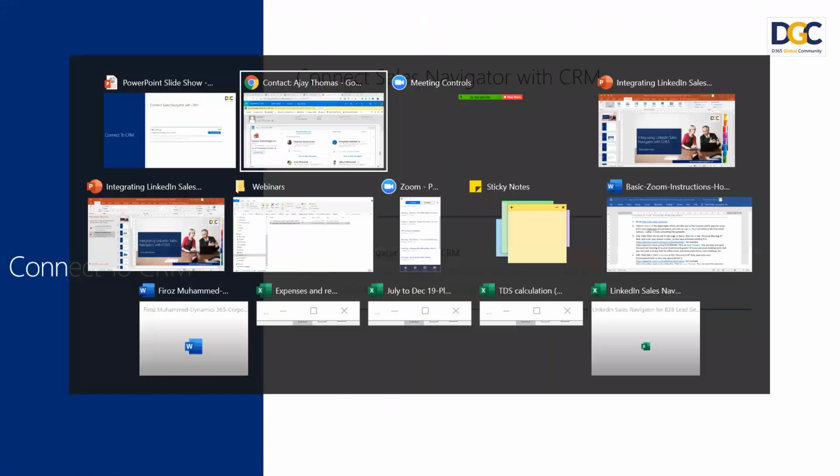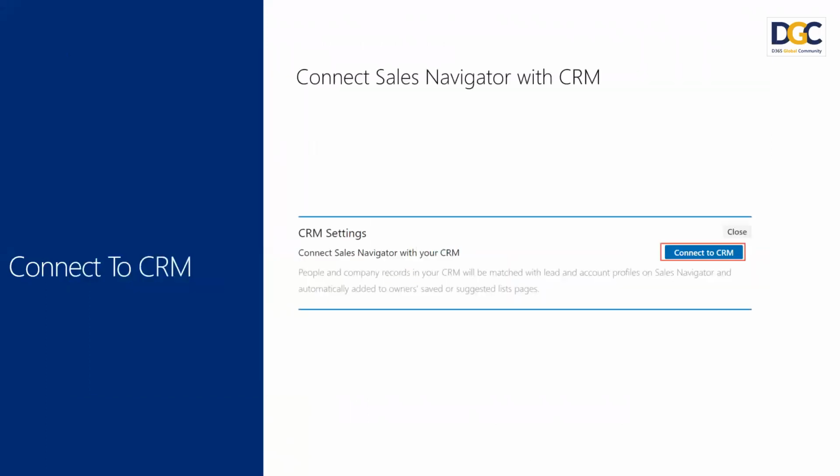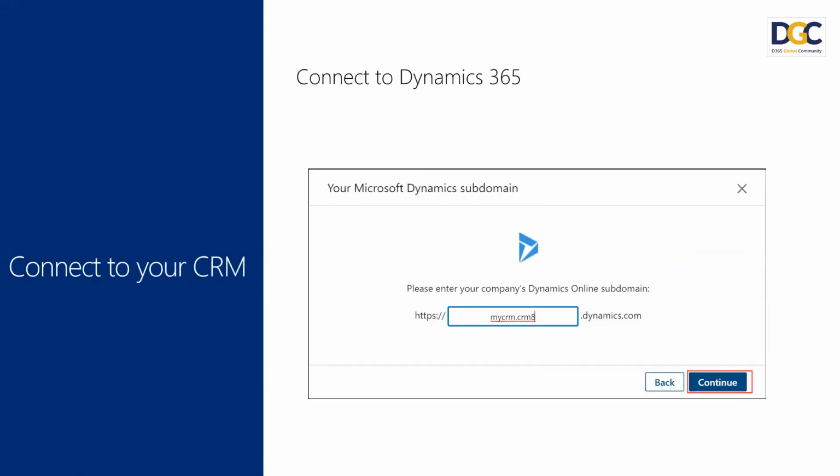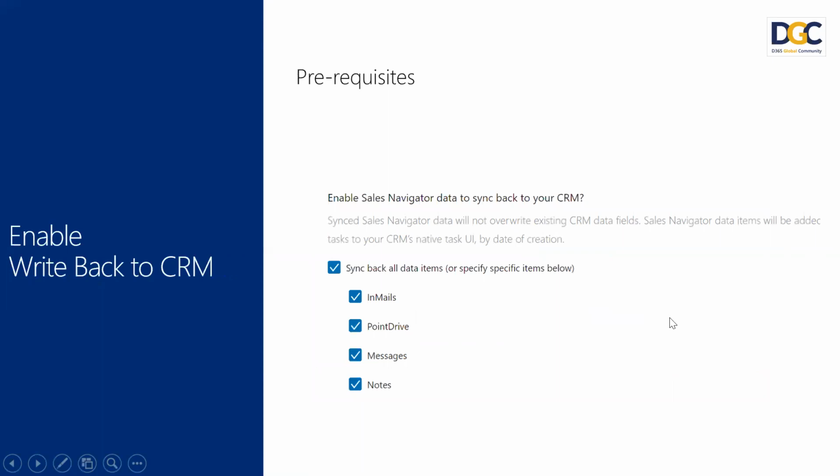So I just need to navigate to my settings, and then perform this integration, where I get an option to connect to a CRM system. Once I try to do that, it'll show me two CRMs. One is Salesforce, the other one is Dynamics 365. So let me select Dynamics 365. It's asking me to enter my company's subdomain. So I just need to enter that. It will verify my Dynamics subdomain, and then allow me to move ahead. So once I've done that, the integration is done.